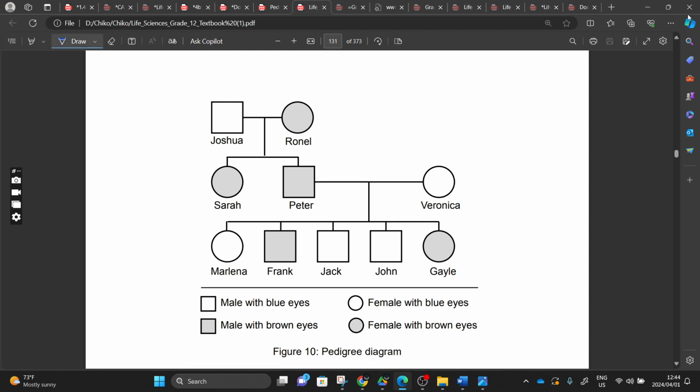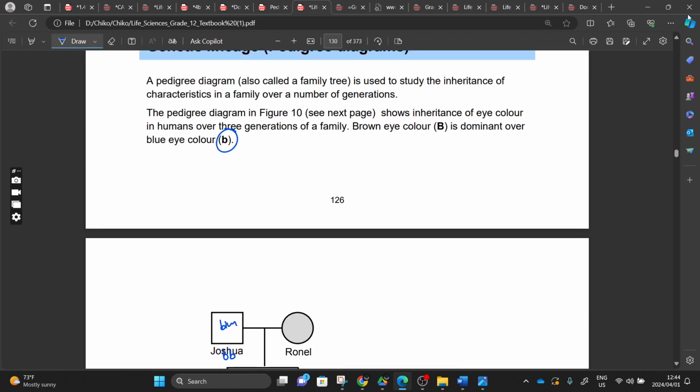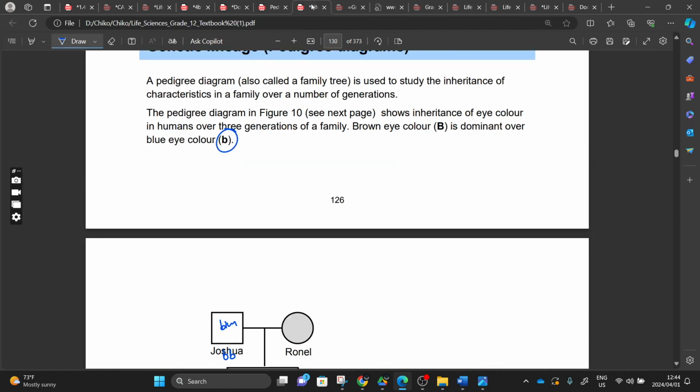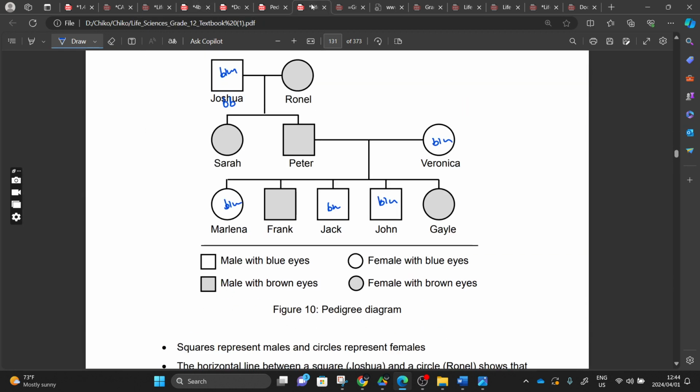It's the same thing. You come and the male with blue eyes, you write blue eye here, and blue eye here, and also blue eye for the others. Then from there you write the genotypes. Blue was controlled by a small letter b. So you write the genotype of the recessive one: small letter b, small letter b, for each of them.